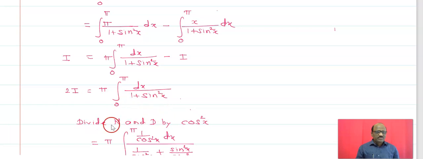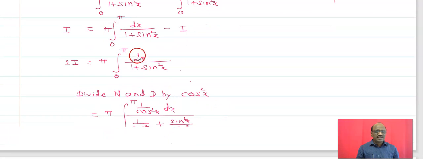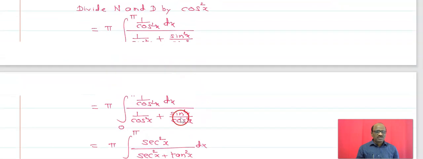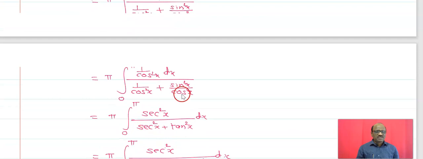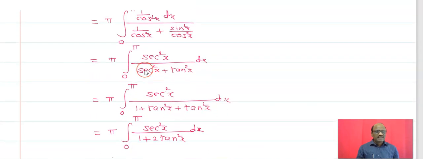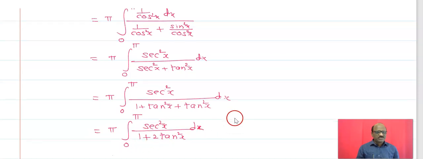Therefore, to evaluate this type of integral, divide numerator and the denominator by cos square x. That is dx upon cos square x. Means what? 1 upon cos square x dx, and 1 upon cos square x, sin square x upon cos square x. 1 upon cos square x means what? Sec square x. Sin square x upon cos square x, that is you will get tan square x. Now this sec square is replaced by 1 plus tan square x, and therefore I is equals to pi, 0 to pi sec square x upon 1 plus 2 tan square x dx.